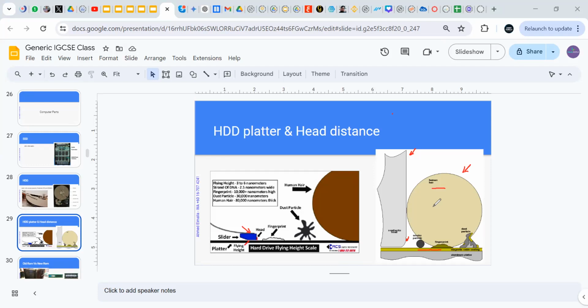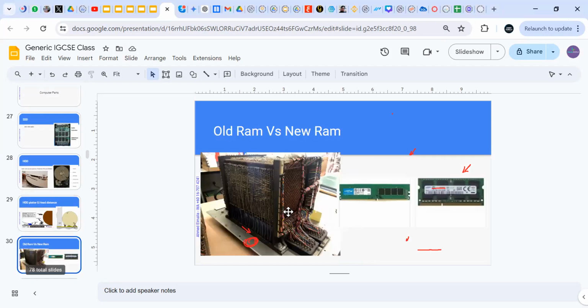Because the memory is at the top. Basically, it is because of the head. The head is so close to the platter. If you throw it, or if it falls, definitely this will harm the platter. Okay. Are you able to recognize anything from this information or these images?